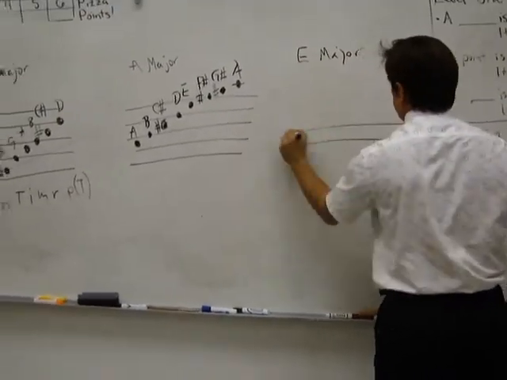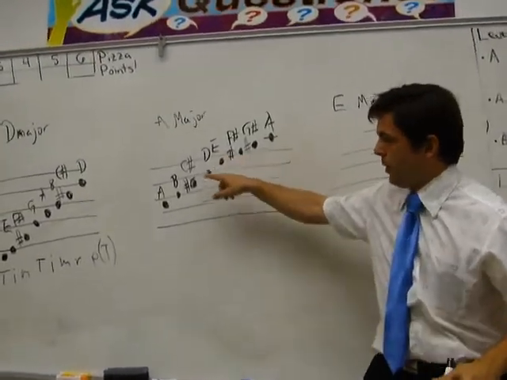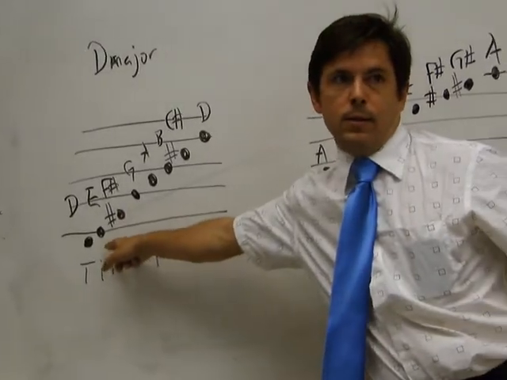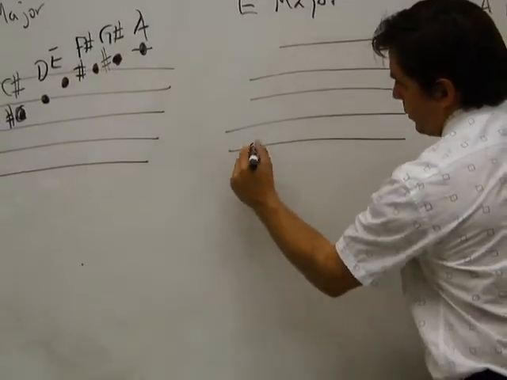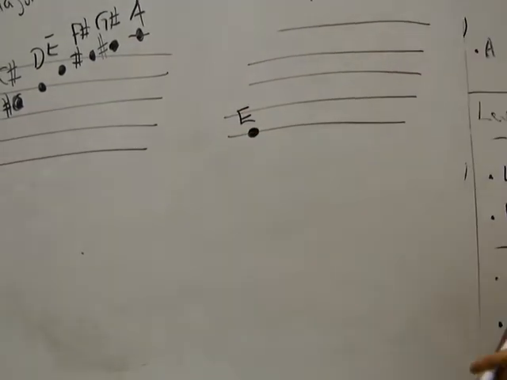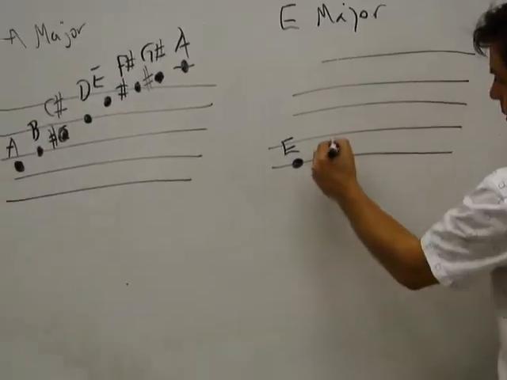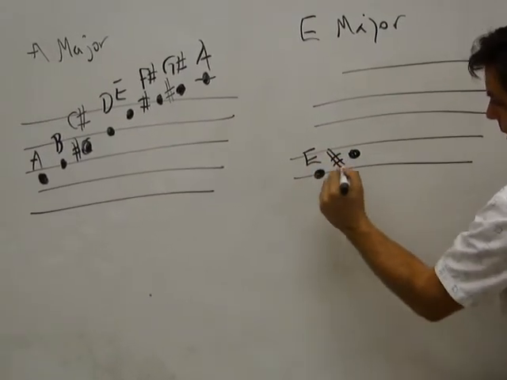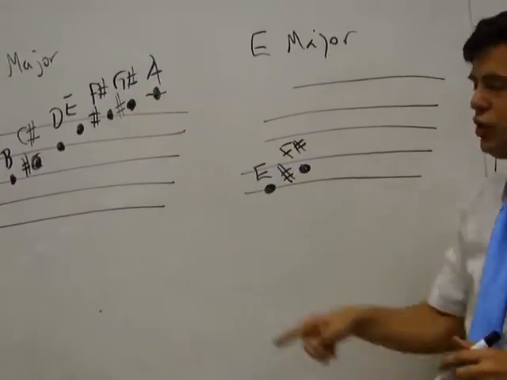So 1, 2, 3, 4, 5. Now, do I want to start it way up here, or would I rather use the one down here? I'd rather use the one at the bottom, so I'm going to start down here. So my first note is an E. My next note is F sharp. So instead of just writing an F, I write an F sharp, followed by G sharp.